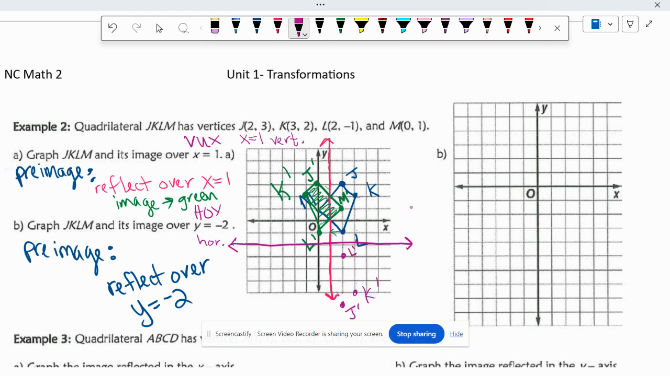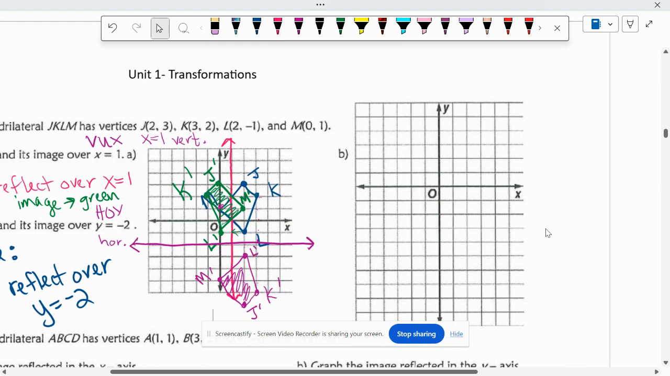And M is the ordered pair 0, 1. It's right here, and it's 1, 2, 3 units above my reflection line. So I need to put it 1, 2, 3 units below. This is M prime. And now my image looks like this. So if you were to look at all 3 images, the pre-image and my 2 reflections, they're all congruent. They all have the same dimensions. It's just that they were moved, reflected. One was reflected over a horizontal line and one was reflected over a vertical line.